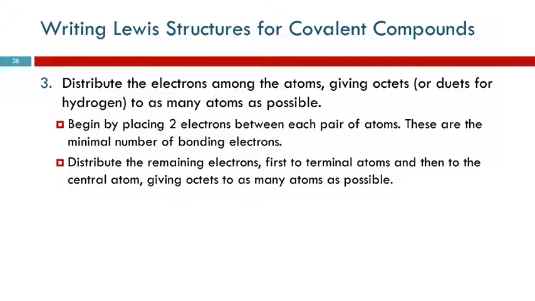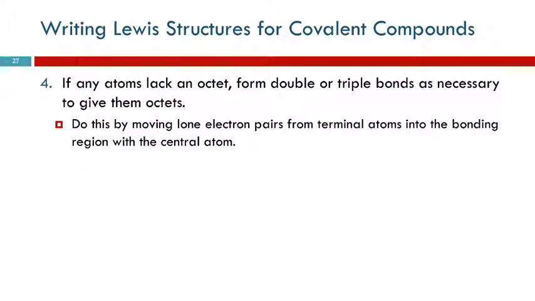Sometimes that works, sometimes it doesn't. If you don't have enough electrons, then you're going to form double or triple bonds. And you do that by taking lone pairs and moving them into bonding positions. So those are the instructions.